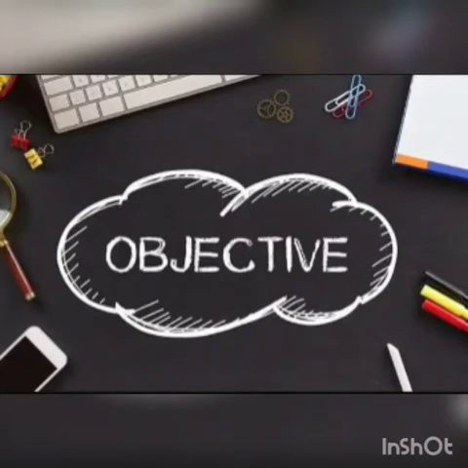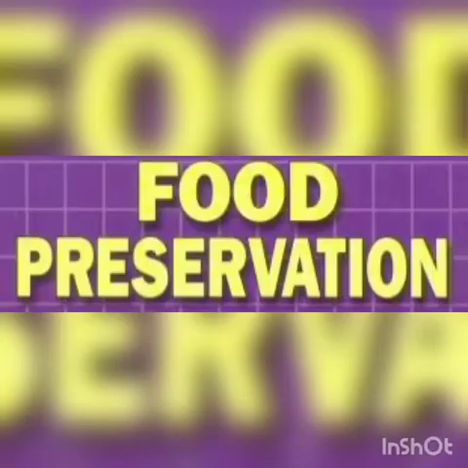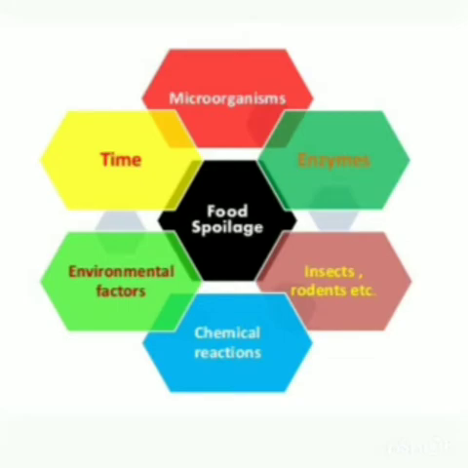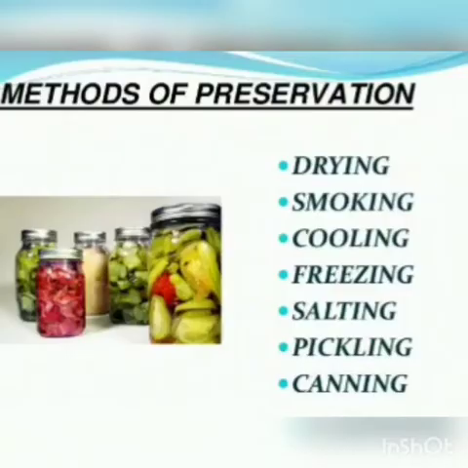The main objective of this topic is to know about the food preservation, to know about cold storage and dry storage, to know about the protection from diseases. Some of the factors influenced in the food spoilage: microorganisms, enzymes, insects or rodents, chemical reaction, environmental factors like heat and time. We should preserve the food items. From ancient times, we have been using various methods to protect food items from microbes. There are drying, smoking, cooling, freezing, salting, pickling, canning.